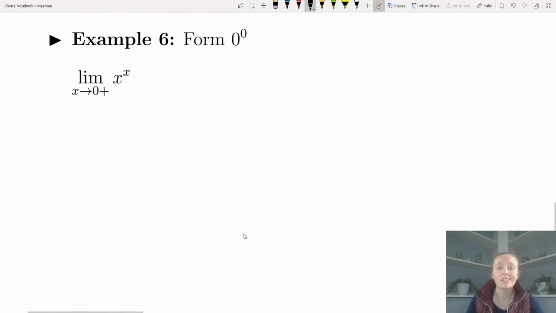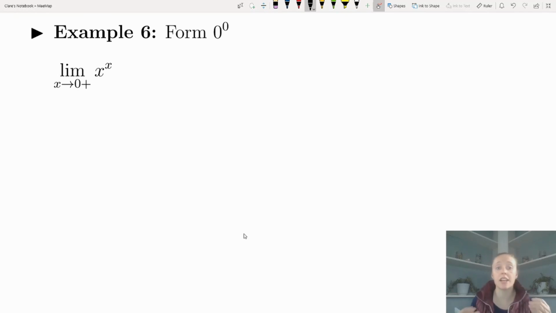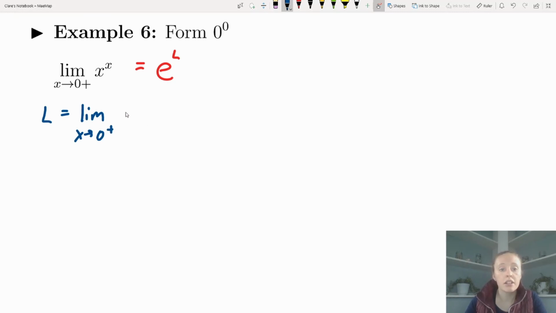Moving on to number 6, the limit of x to the x as x approaches 0 from the right is a classic example of the form 0 to the 0. Again, that exponent is what's giving us an issue, so we're going to apply the ln. So this, I'm going to make a note, is equal to e to the L. So my L then is going to be the limit as x approaches 0 from the right of the ln of x to the x, which that x in the exponent can be dropped down in front.